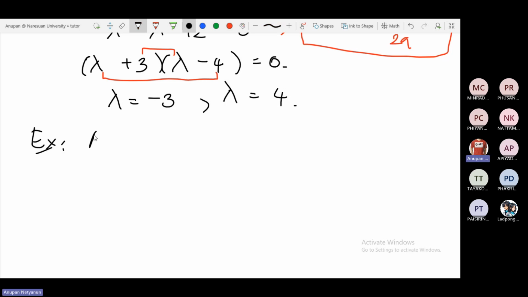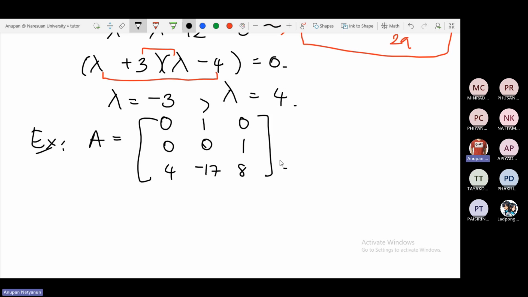Which is A equal to the matrix with rows 0 1 0, and 0 0 1, and 4, -17 and 8. This should be right.